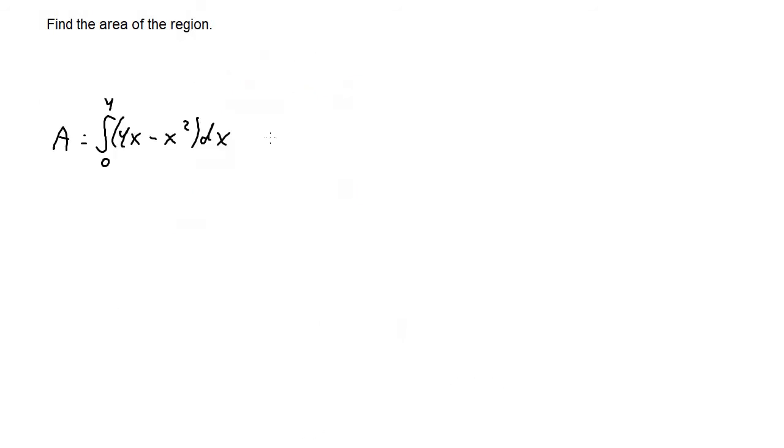Now we can go ahead and integrate, so the integral of 4x is going to be 4x squared over 2, and then minus the integral of x squared, which is x cubed over 3. Now 4x squared over 2 can be simplified down to 2x squared, so we have 2x squared minus 1/3 x cubed. So now that we have integrated, we can evaluate from our bounds of 0 to 4.